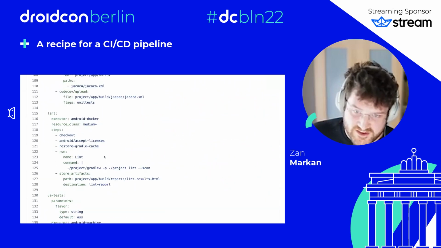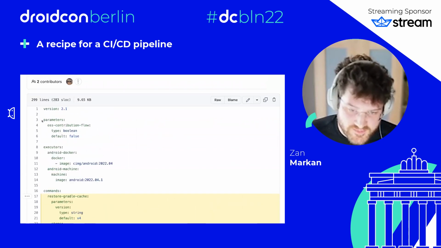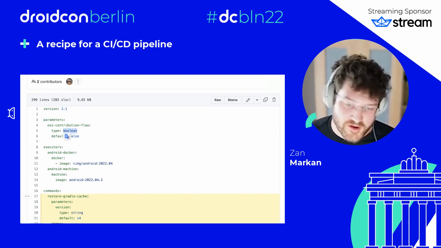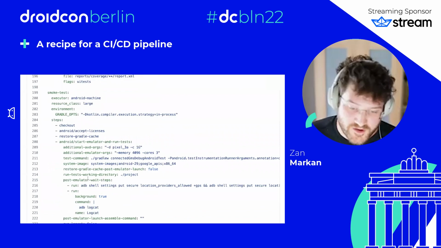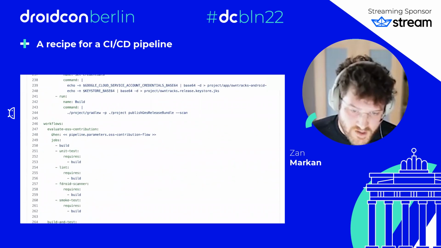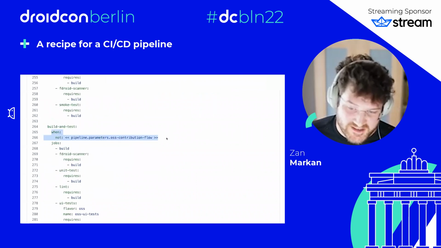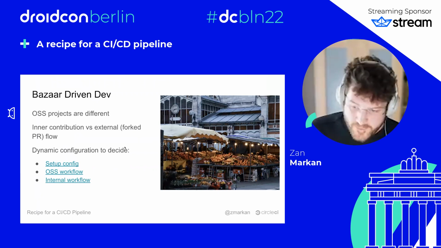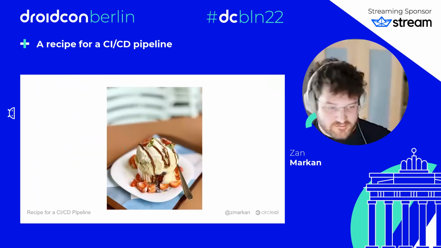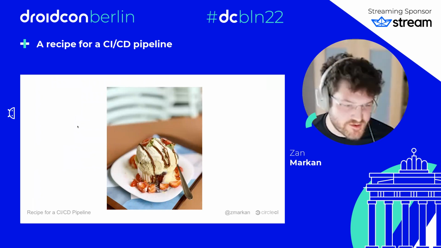And that's essentially the pipeline I was showing you all along. And basically we've got these parameters defaulting to false. So by default, it's an internal flow. But if it is indeed an external contribution, it will toggle this to true. And this workflow will start instead of this one, which has a when-not condition. And this is basically a really nice tight pipeline. I like how it covers pretty much everything.